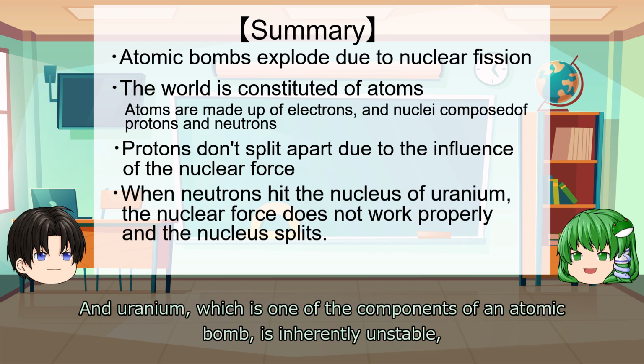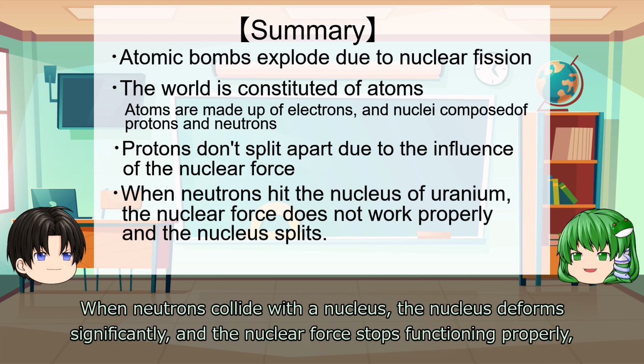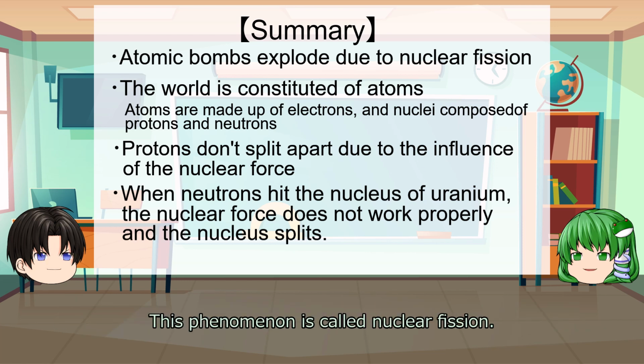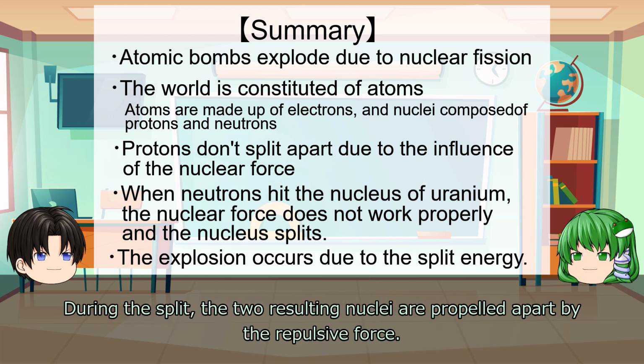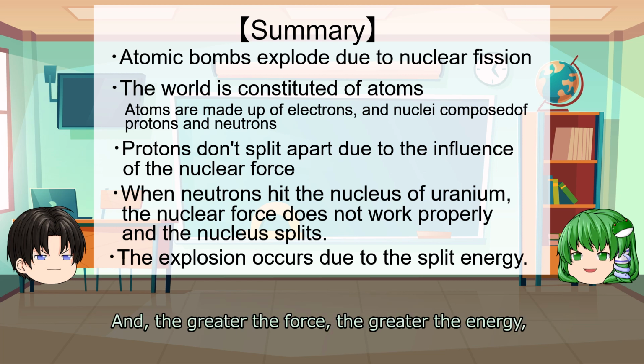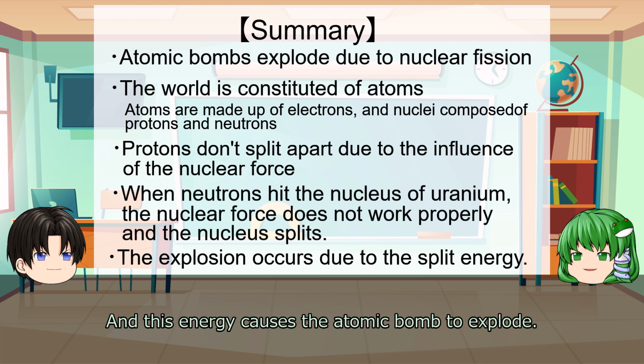And uranium, which is one of the components of an atomic bomb, is inherently unstable. When neutrons collide with it, the nucleus deforms significantly, and the nuclear force stops functioning properly. As a result, the nucleus splits into two due to electrical repulsion. This phenomenon is called nuclear fission. During the split, the two resulting nuclei are propelled apart by the repulsive force, moving in opposite directions with formidable force. And the greater the force, the greater the energy, and this energy causes the atomic bomb to explode.